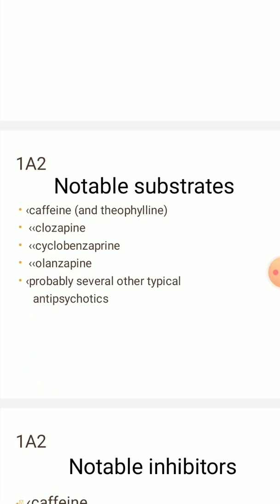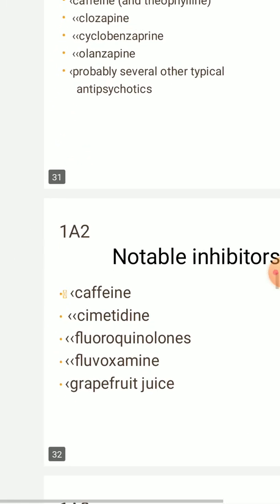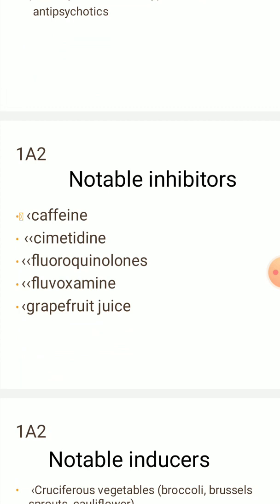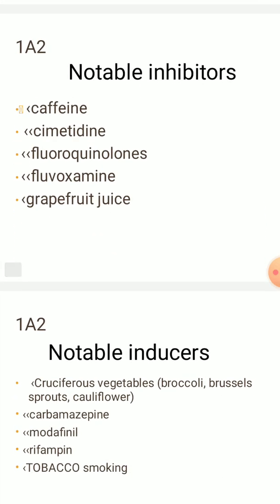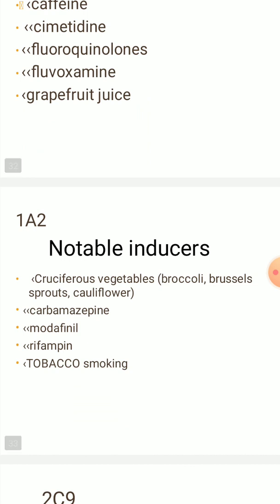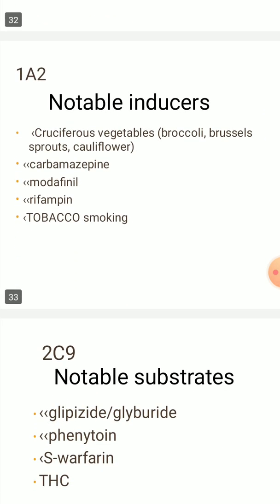Coming to the notable substrates on 1A2: caffeine, clozapine, cyclobenzaprine, olanzapine, and probably several other typical antipsychotics are going to act on 1A2 enzymes. Coming to the notable inhibitors: caffeine, cimetidine, fluoroquinolones, fluvoxamine, and grapefruit juice are going to act on 1A2. These are the inhibitors of this 1A2. Coming to the notable inducers: cruciferous vegetables, broccoli, Brussels sprouts and cauliflower, carbamazepine, modafinil, rifampin, and tobacco smoking. These are all the notable inducers in the case of this 1A2.